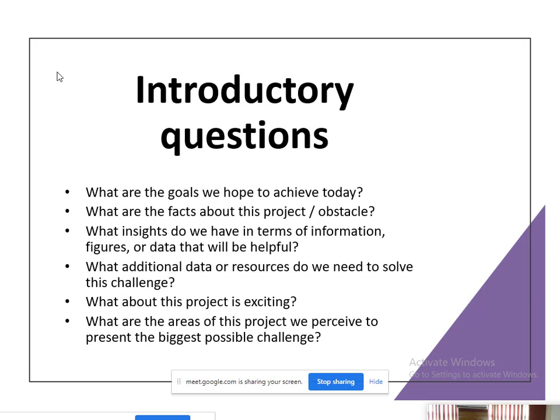The last point is, what are the areas of this project we perceive to present the biggest possible challenge? So what are the biggest possible challenges we can come to with this project? We must see this also. So these are a few introductory questions in good brainstorming: whenever we launch a project or product, what are the main points we have to see before doing that? These are a few introductory questions.